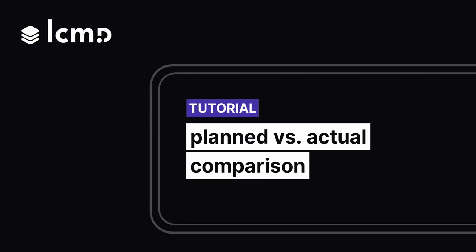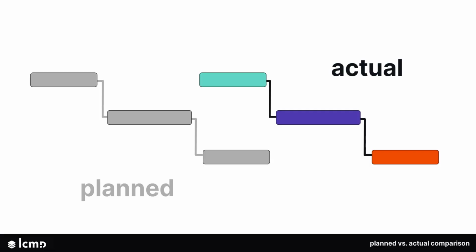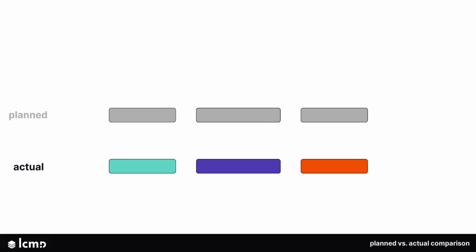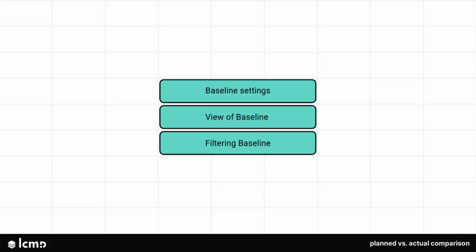Planned versus actual comparison. The visual planned versus actual comparison is used to look directly at changes in the project. In the case of delays, this enables a more direct and faster response to the single steps.